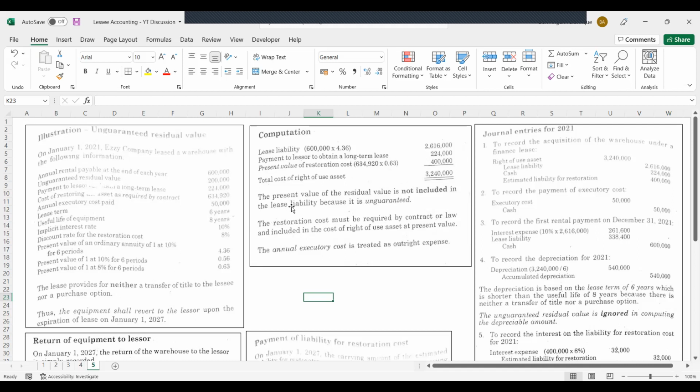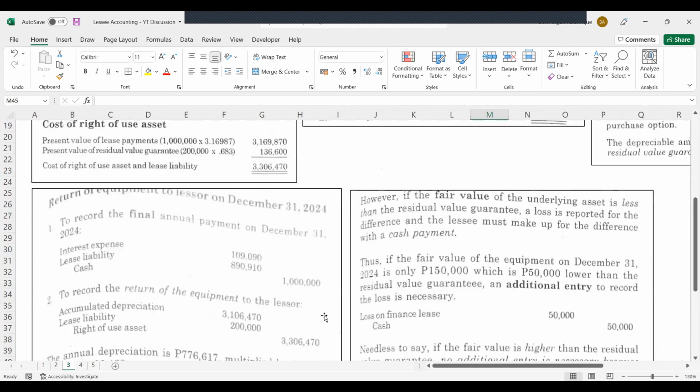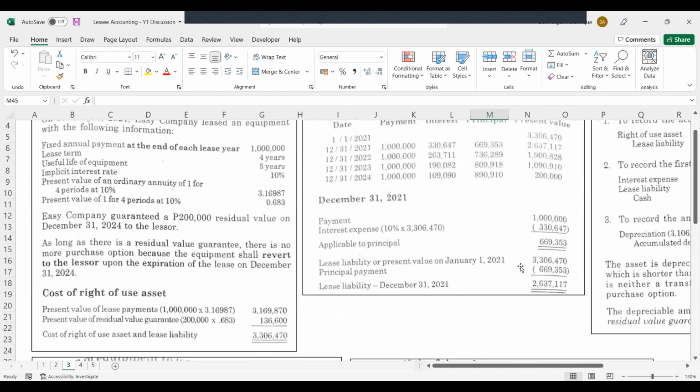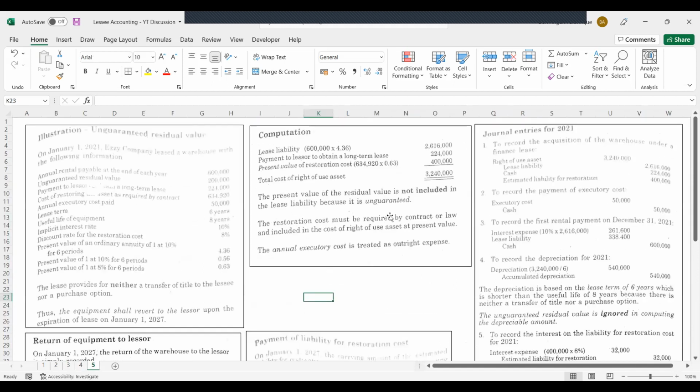To compute for the total ROU ka. So dahil unguaranteed, mapapansin nyo, wala siya dun sa computation. Unlike with number 3 dito, nakasama talaga siya. Saan na yung ROU natin dito? Naka-recognize talaga yung 200,000. Dito is hindi. So, ang sabi dito, meron dito mga iba pa annual executory cost. So, ito is not treated as direct cost. So, it is treated as outright expense.